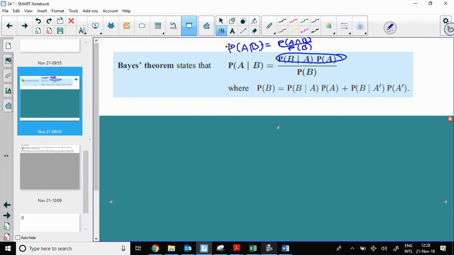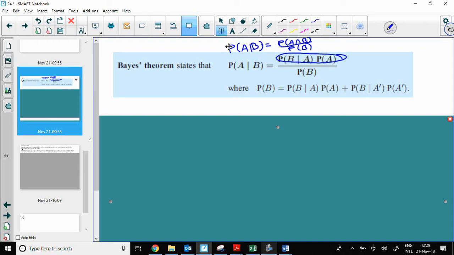We know that if they're independent events, if B and A were independent, then the probability of A and B would just be the product of their individual probabilities. But if they are not independent, if they're dependent, then this is one way of expressing that. We have the probability of A, and then we're going to multiply by the probability of B given A.